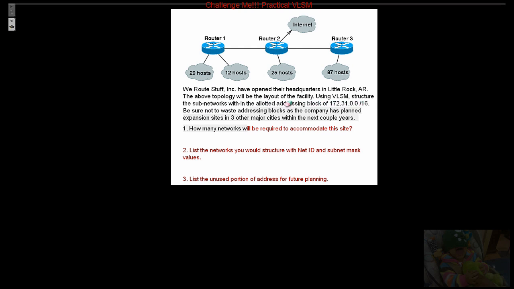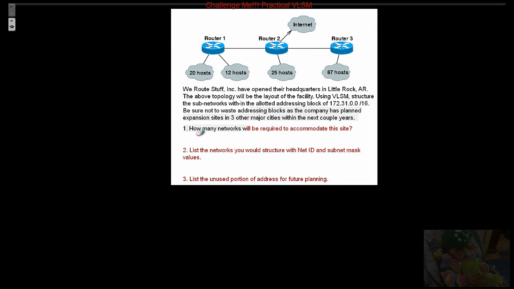Now, using VLSM, structure the subnetworks within the allotted addressing block of 172.31.0.0/16. Be sure not to waste addresses, as the company has planned expansion sites in 3 major cities within the next couple years. Up to this point, we've always found our largest network, and that's our chop, and we're going to just make a bunch of networks that size. Well, a network that accommodates 87 hosts isn't necessarily the same thing as one that accommodates 12. We would end up with a lot of wasted addresses.